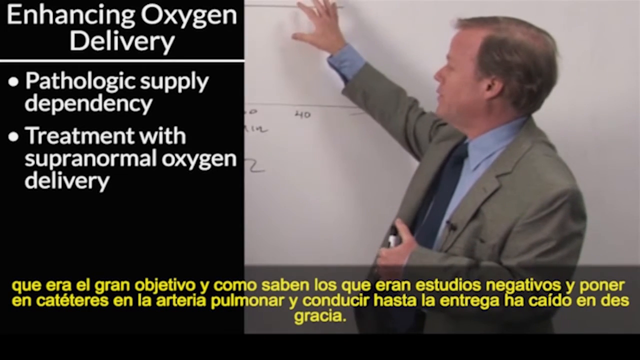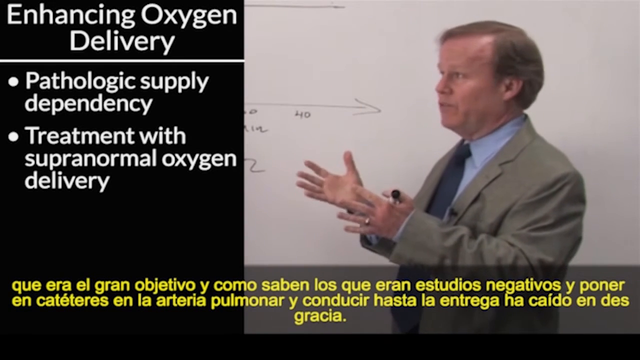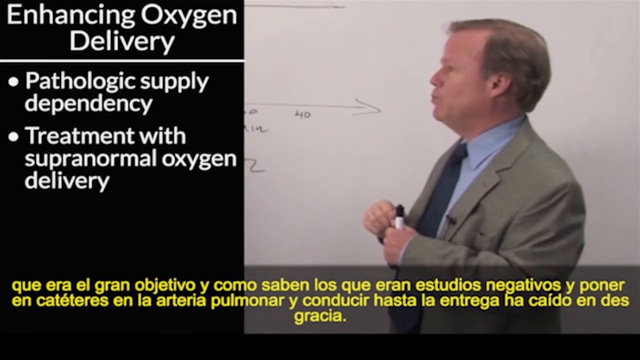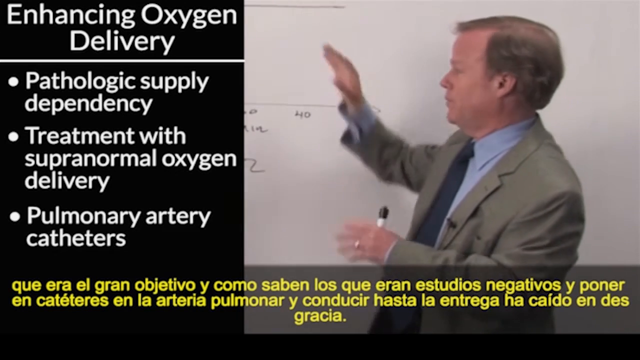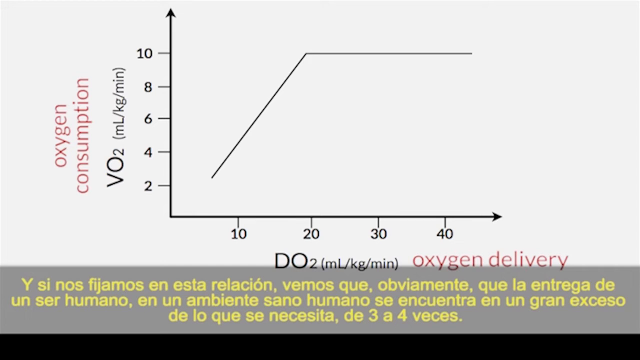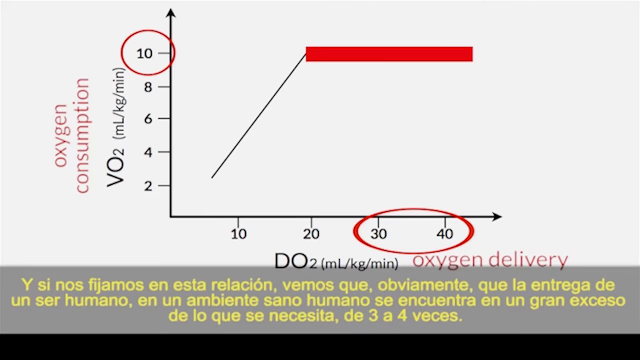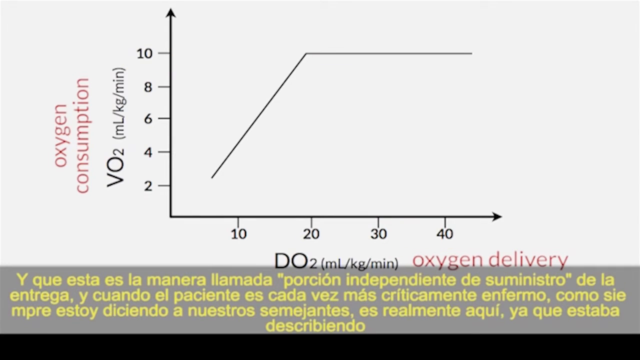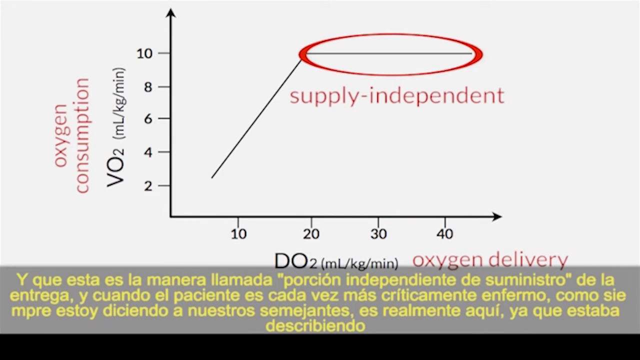That was the great focus, and as you know, those were negative studies, and putting in PA catheters and driving up delivery has fallen out of favor. And as we look at this relationship, we see that obviously that delivery in a healthy human being is in great excess of what is needed, 3 to 4 times, and that this is the so-called supply-independent portion of the delivery.